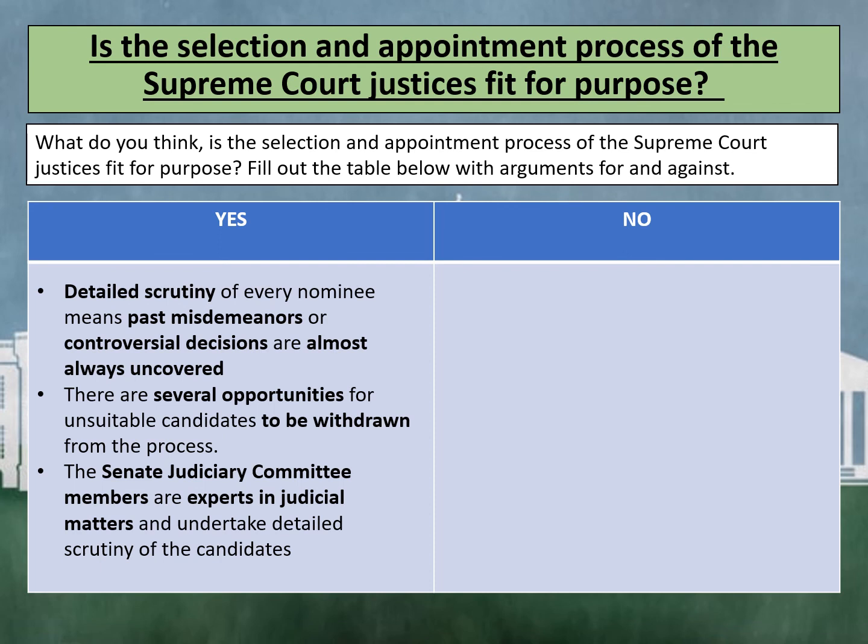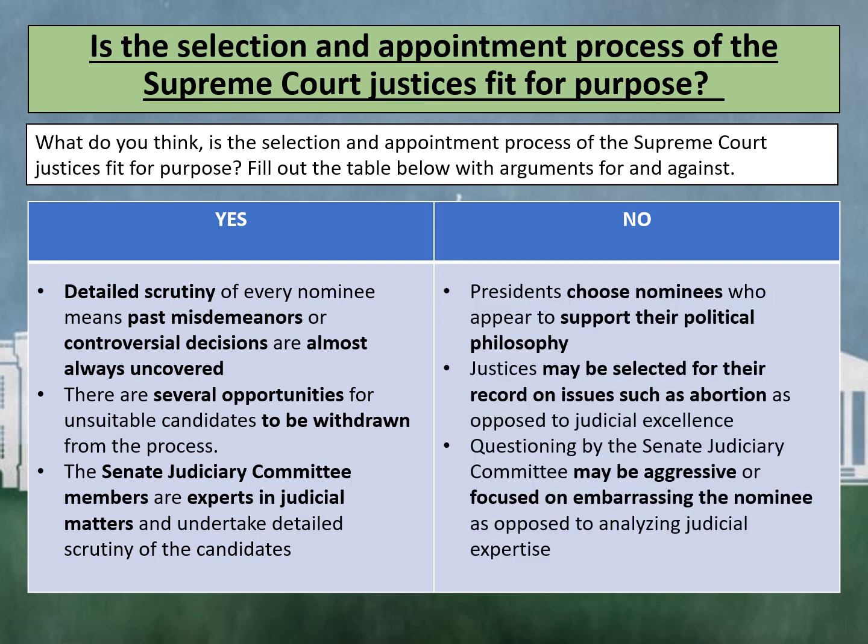Arguments that suggest that the selection process is fit for purpose are the fact that it is a detailed scrutiny of every nominee. This means that any past demeanours or controversial decisions are almost always uncovered. There are several opportunities for unsuitable candidates to withdraw from the process, so you aren't hiring someone who isn't fit for the role. The Senate Judiciary Committee members are expert in judicial matters, and they undertake detailed scrutiny of the candidates.